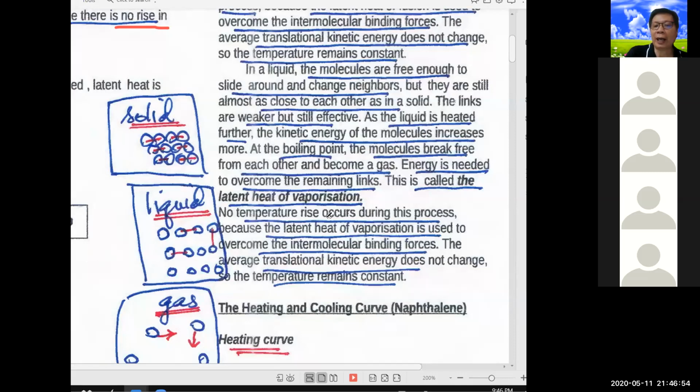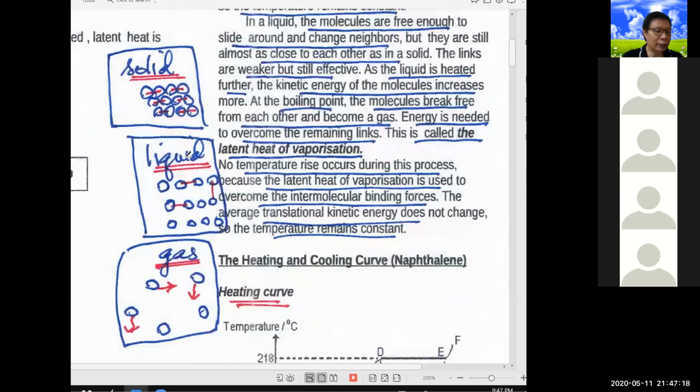No temperature rise because during this process, latent heat of vaporization is used to overcome the intermolecular binding force, to overcome this force, to break the force. So the average translational kinetic energy does not change. The kinetic energy does not change, so it means temperature never changes. Okay, you understand? A lot of theory here first. Later on, only we start doing the calculation.